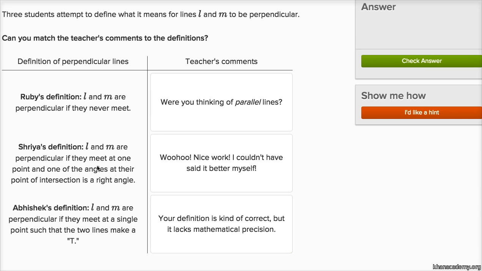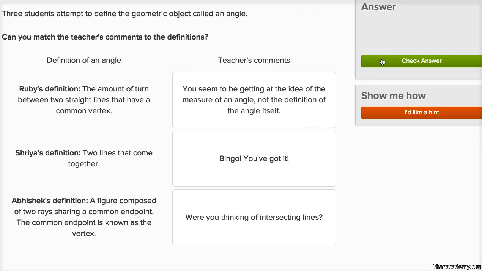Shreya's definition is much more precise. They're perpendicular if they meet at one point, and one of their angles at their point of intersection is a right angle, is a 90-degree angle. Let's check our answer. So let's do a few more of these. This is actually a lot of fun. So once again, we're going to have 3 students attempting to define, but now they're going to define an object called an angle. Can you match the teacher's comments to the definitions?